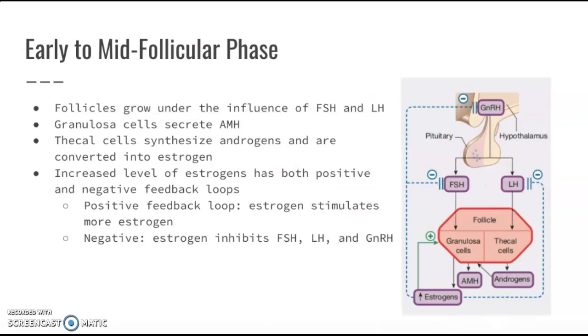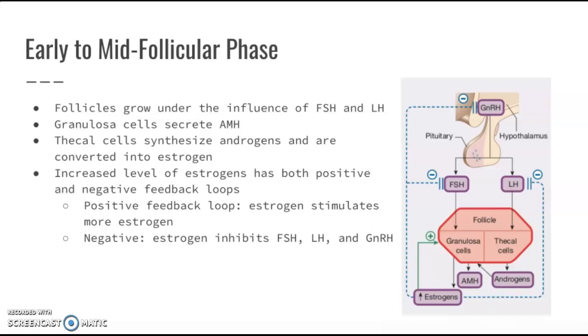And there are two different types of cells in the follicle. There are the granulosa cells and the thecal cells. The granulosa cells secrete anti-Müllerian hormone, or AMH, and this prevents more follicles from developing. And they also secrete estrogen, and this increased estrogen level has a couple of different effects.